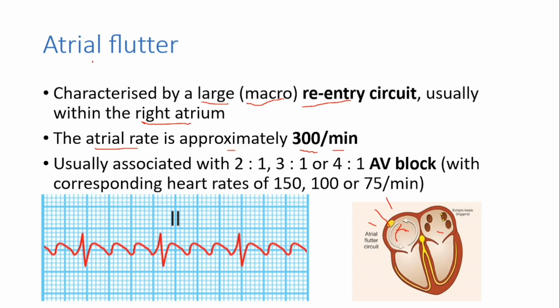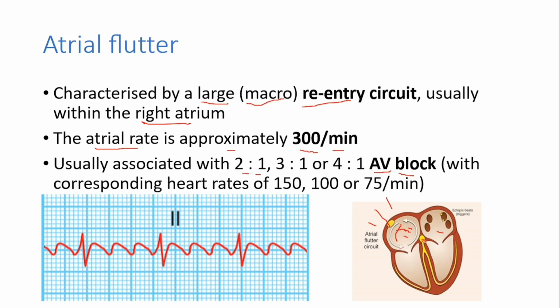Now atrial flutter is usually associated with AV block. During the AV block, the impulses from the atria are not reaching the ventricles. So when the AV block is present in the AV node, the AV node is unable to transmit impulses from the atria into the ventricles. If the AV block is 2:1, it means that out of two atrial impulses or atrial contractions, one is transmitted and one is blocked here in the AV node.